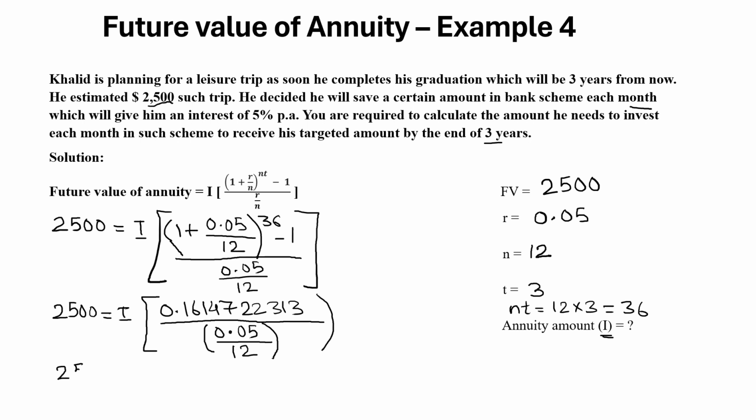So now you will get 2500 is equal to I into 38.75333613. Now this is multiplication. We will take it from the right side to the left side, so it will become divide.